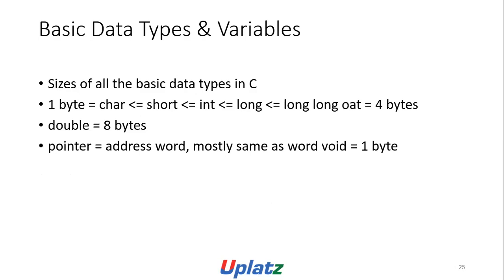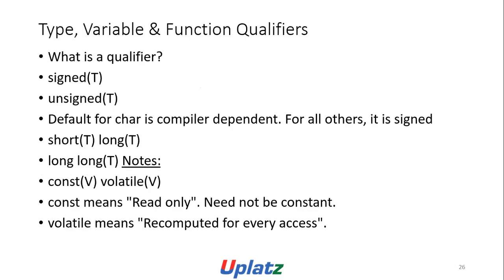Basic data types and variables. Size of all basic data types in C: char is 1 byte, short, int, long, float is equal to 4 bytes, double is equal to 8 bytes. Pointer size is the address word, mostly the same as word width.